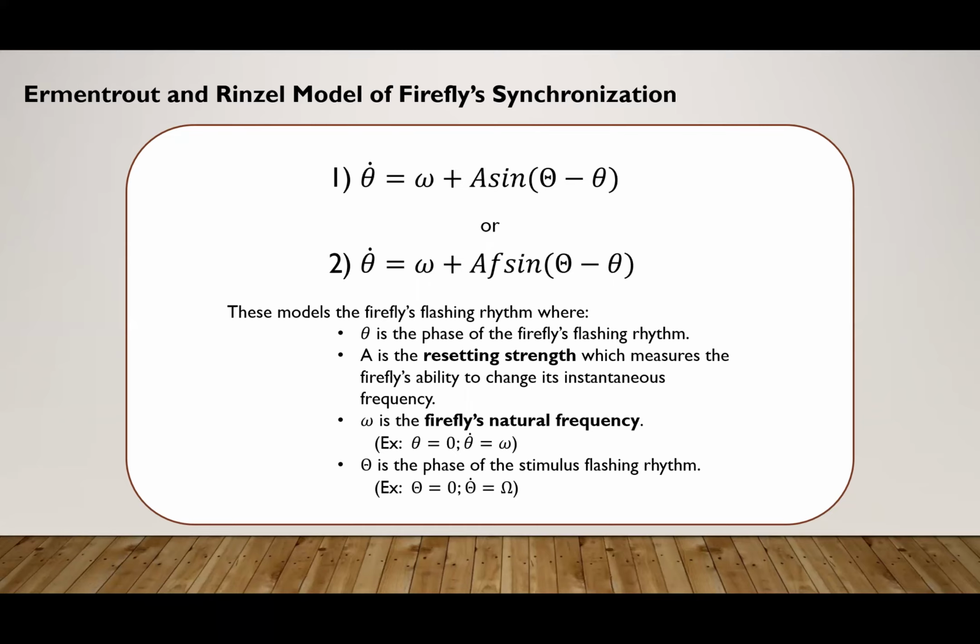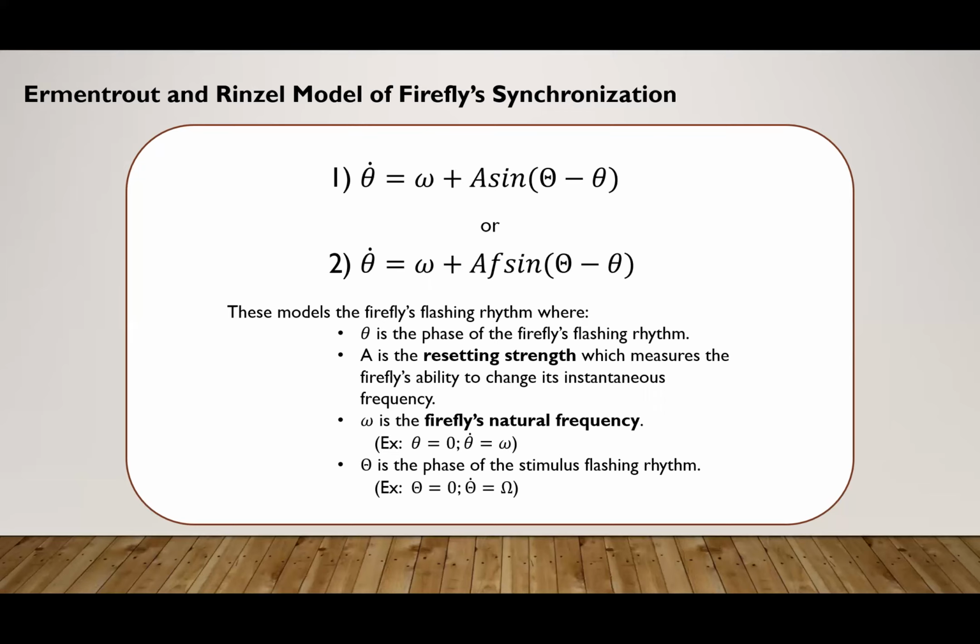A is the resetting strength of the firefly, which measures the firefly's ability to change its instantaneous frequency, or in other words, the ability to change when it starts to emit light. Lowercase omega represents the natural frequency of a firefly, and once again, as we can see here in the parentheses, theta equaling 0 represents the start of the firefly's flash, and the firefly going through a constant cycle at a frequency of lowercase omega, which can also be represented by equating the function theta dot to it.